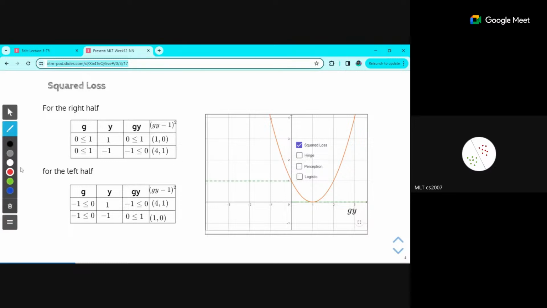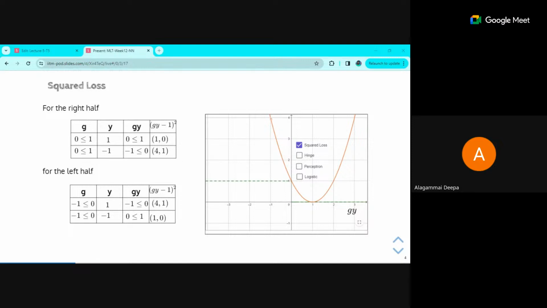Other than binary classification, for linear, is squared loss good? No, it is not good for classification problems at all. You can use this for regression problems. But if it is about classification, going with square loss is not at all recommended.